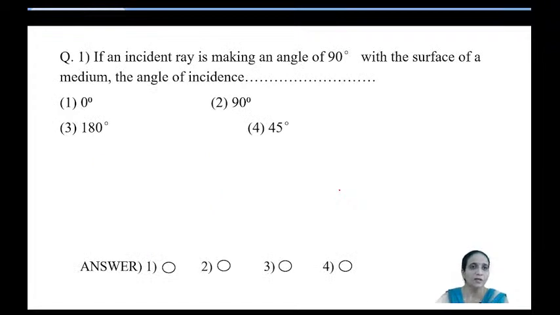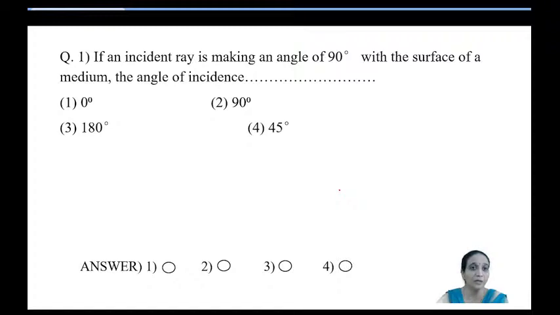First question. If an incident ray is making an angle of 90 degrees with the surface of a medium, the angle of incidence is: first option is 0 degrees, second option is 90 degrees, third option is 180 degrees, and fourth option is 45 degrees. Children, in your CET answer sheet, you will get 4 options and you have to darken the circle. Whichever option you feel is correct, you have to darken that circle. In the same way, we are going to darken the circle over here.